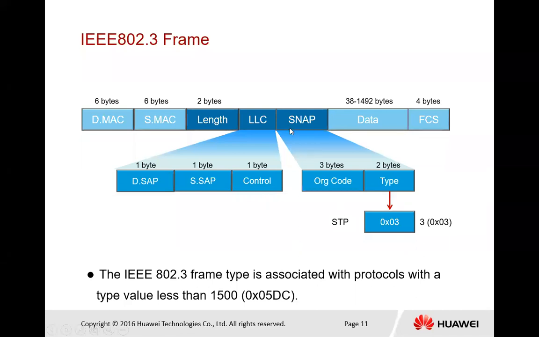And the next field is the SNAP field. SNAP stands for Subnetwork Access Protocol. It is divided into 2 categories: organization code and type field. That works with STP, the Spanning Tree Protocol. After that, we have the data field, which contains the data. And next we have the FCS, which we already explained, specifically for the frame checksum.